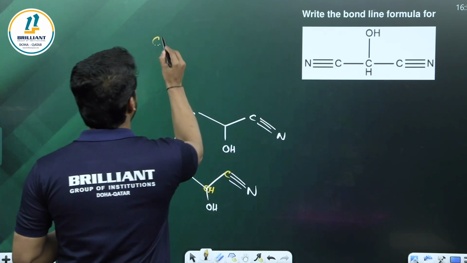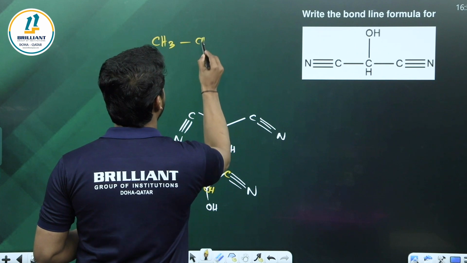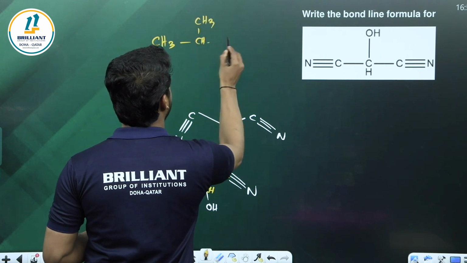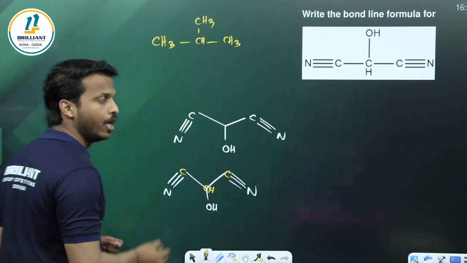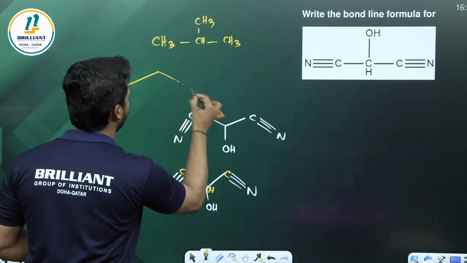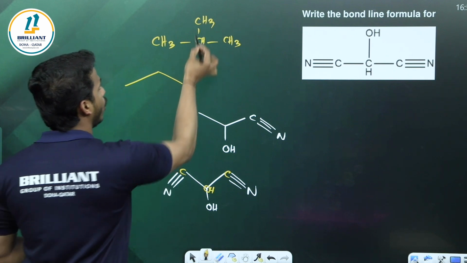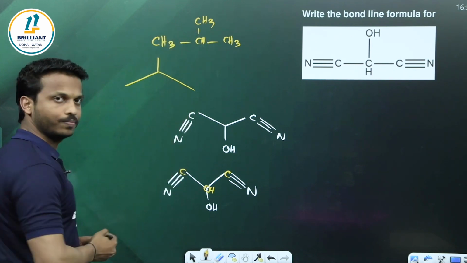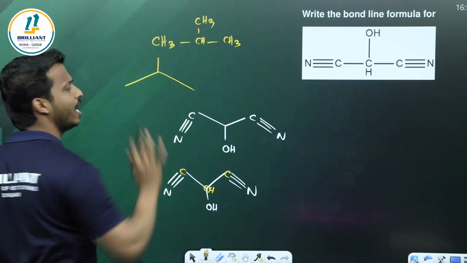For example, if you have the compound CH3, CH3, CH3, how can we write the bond line formula? You know, the major chain contains 3 carbon, right? So let me write 1, 2, 3. On the first carbon, there is a methyl group.